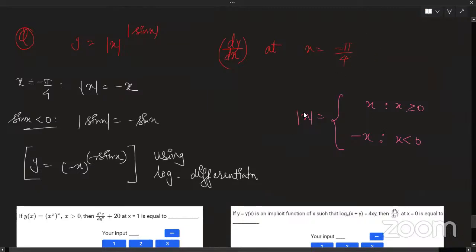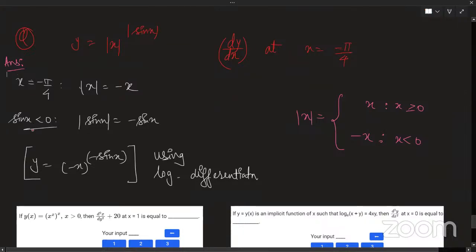Okay. So mod of x opens as x when x is positive and minus x when x is negative. So actually what happened is that I had to find the actual representation, or you can say the actual value of y. I needed to find what is my actual function y at that particular point. So when x is minus pi by 4, my mod of x will open with minus x, right? It will open with minus x because x is negative value. Minus pi by 4 is a negative value, so it will open with minus x.